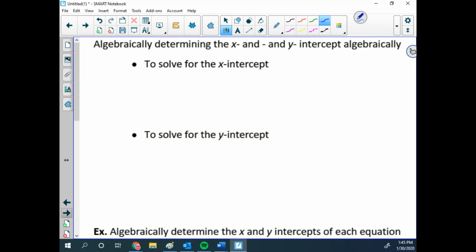Now, algebraically is one of the skills you should be coming in here knowing how to do: solve for an x and y-intercept. But let's quickly review that. To solve for an x-intercept, the common trait for all x-intercepts is that the corresponding y value is equal to 0. So in the equation we're given, we'll make y equal 0. Then you solve for x. Let's look at an example below and just solve for an x-intercept.